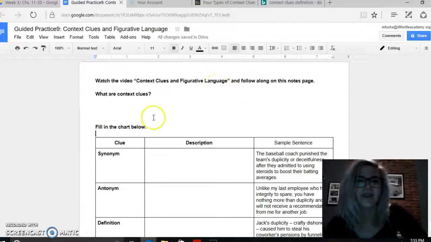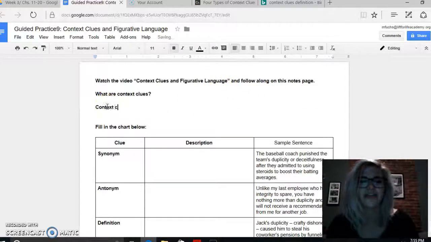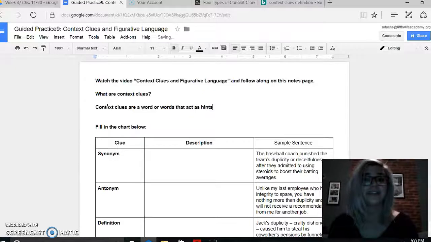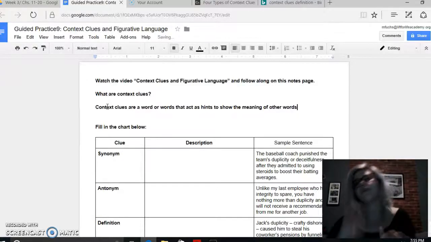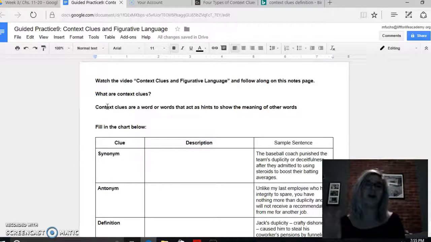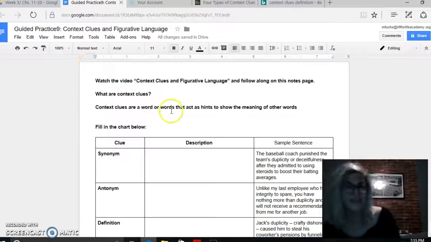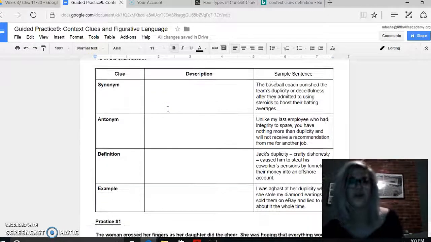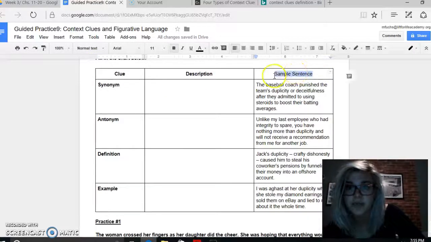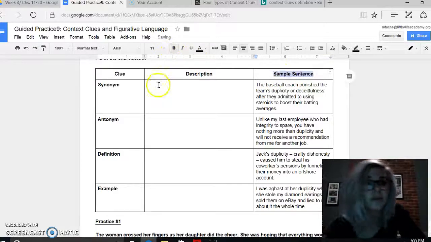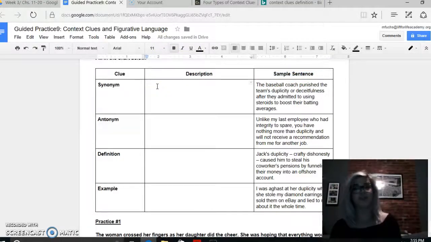Okay, so what are context clues? Context clues are a word or words that act as hints to show you the meaning of other words. Now, there are four main types of context clues we're going to be talking about. And you have this lovely chart on your handout, so make sure you follow along. I've given you an example with each one of them. Some of you may be able to figure it out without me actually telling you. Others of you will need this.